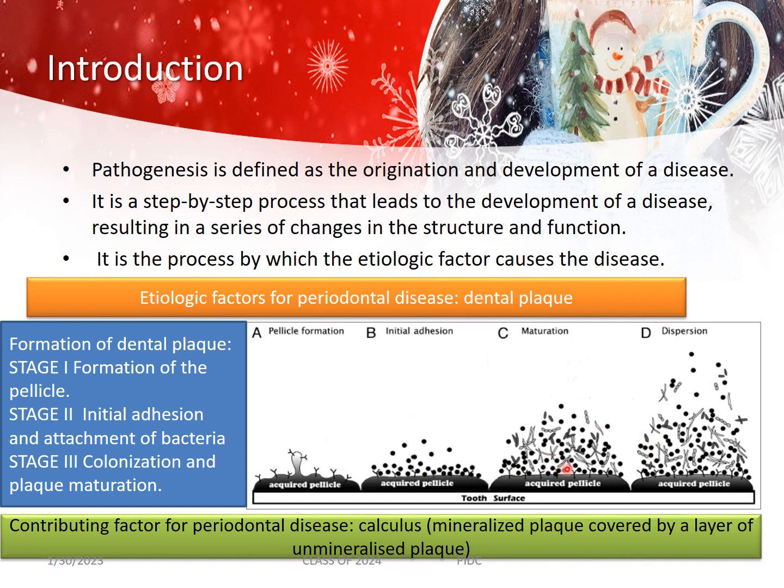So this is how the dental plaque is formed, and this results in changes in the gingival and the periodontal structures, resulting in periodontal disease. The dental plaque, when it gets mineralized, is called calculus. Otherwise, the contributing factor for the periodontal disease is calculus, which is a mineralized plaque layer covered by a layer of unmineralized plaque. After 2 to 12 days, if the plaque is left unclean, it changes into calculus. So these are the main agents which are the causative factors for periodontal disease.